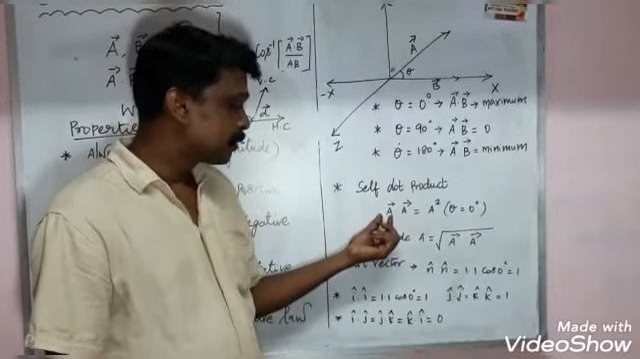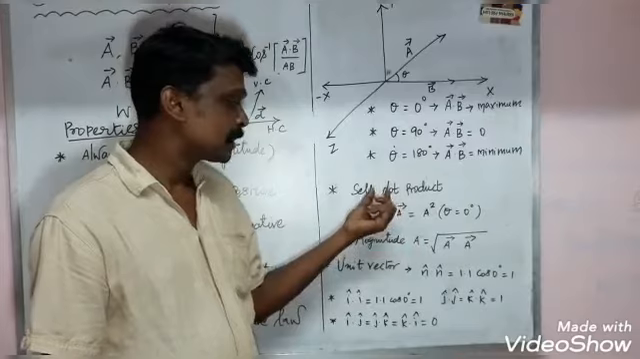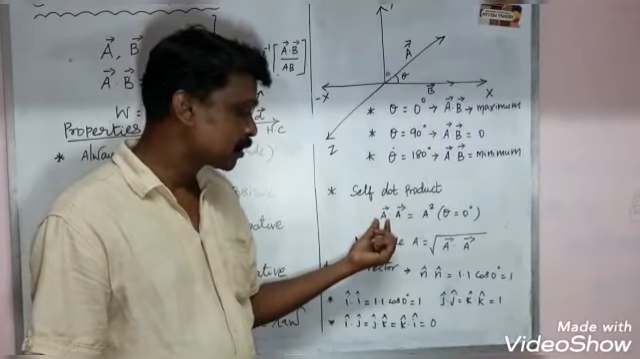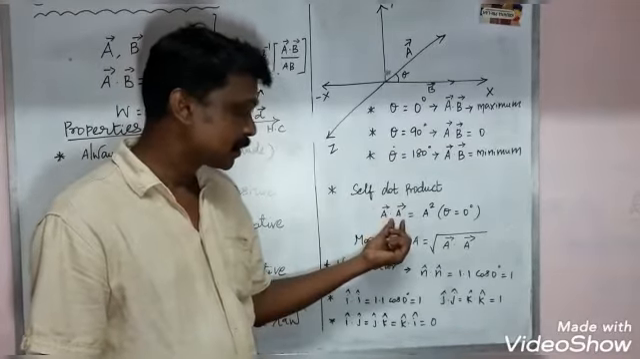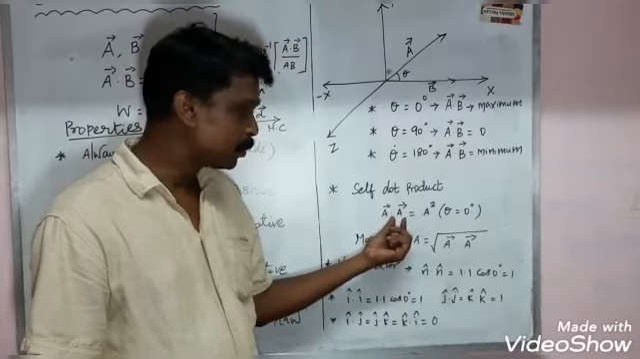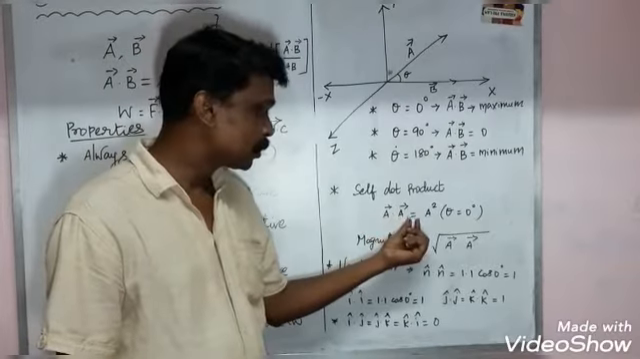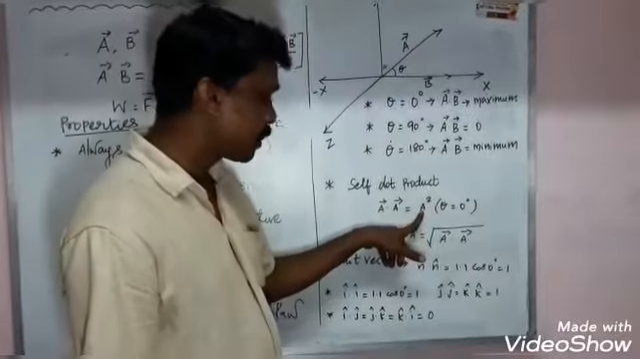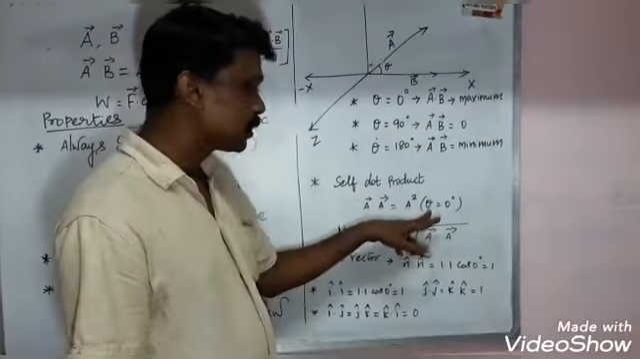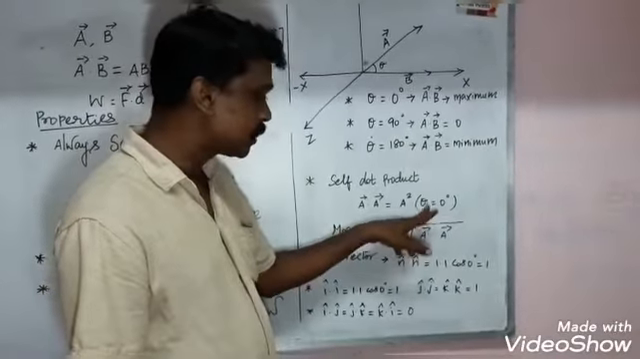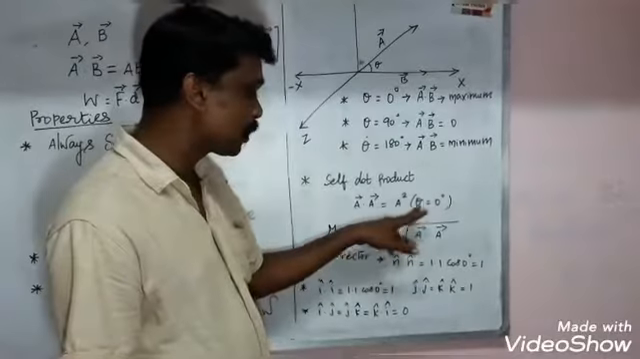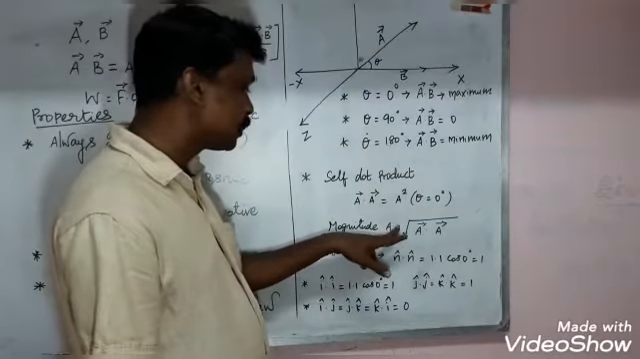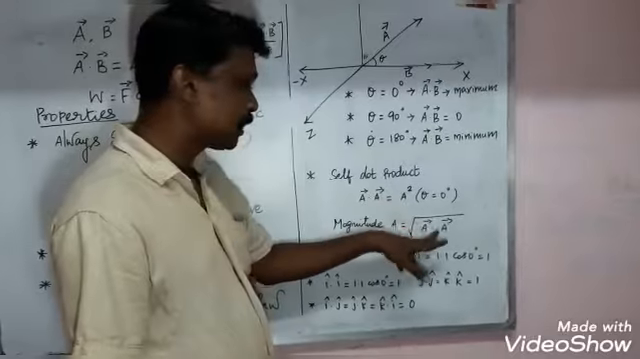Self dot product: a vector multiplied by itself is called the self dot product. So you are taking the scalar product of two vectors of the same magnitude. A vector dot A vector is equal to A square, because this is the product of their magnitudes. Therefore A square. Here, what is the angle between the two vectors? That is 0 degree, therefore cos 0 is 1. So from this equation we can get the magnitude of A: A is equal to root of A vector dot A vector.